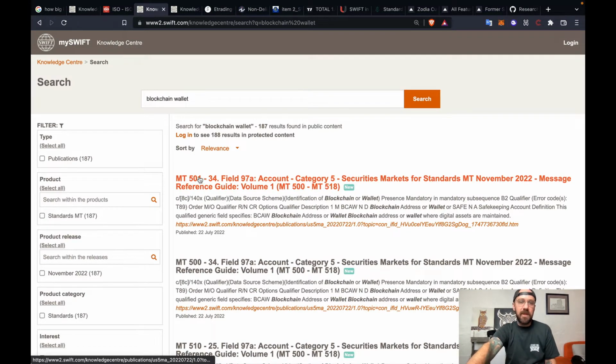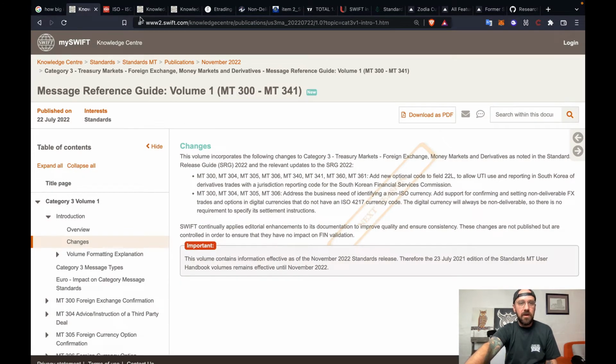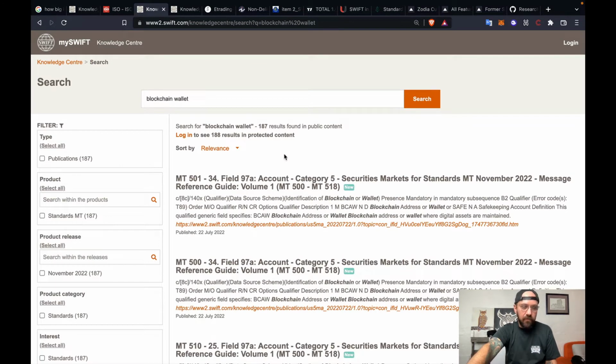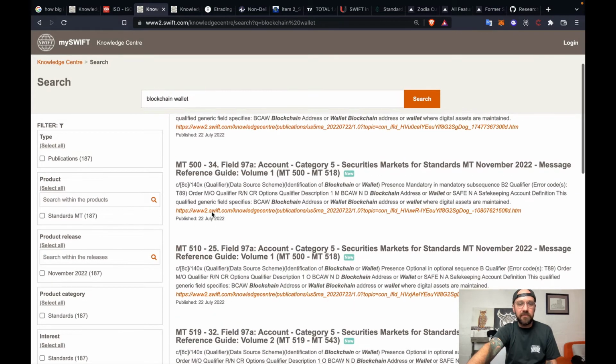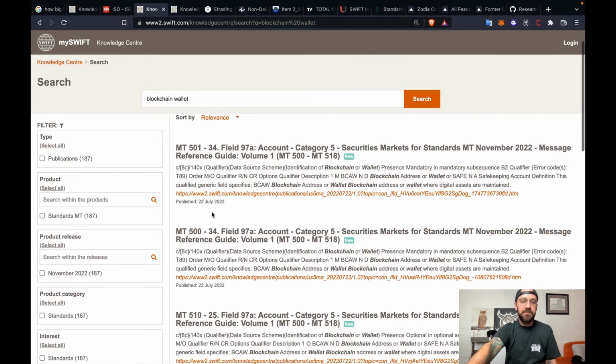Along with that, and this is all published July of 2022, by the way, I should note, and this is all going live in November of 2022: blockchain wallets tied into these MT500, 501, 510. Now, this is basically for the integration of a new asset within a platform, the ISO code or the MT500, 501, et cetera, et cetera.